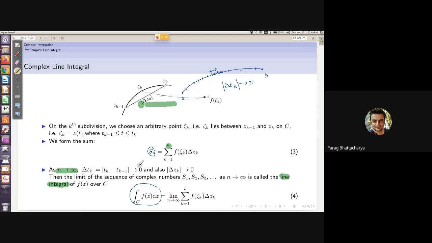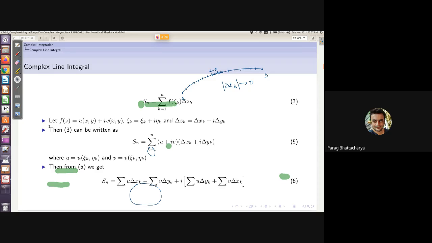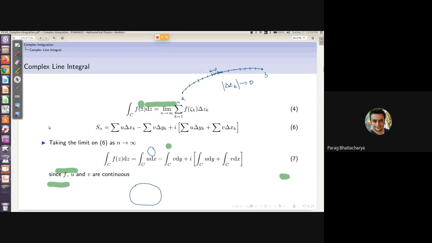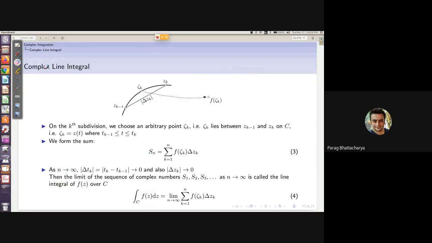Is that clear? Any questions? Okay, so now let's just proceed with this. I'll just finish with this next slide. So this is the definition of a complex line integral.